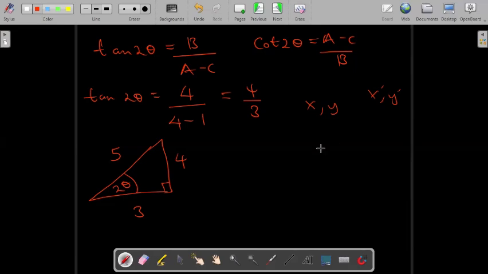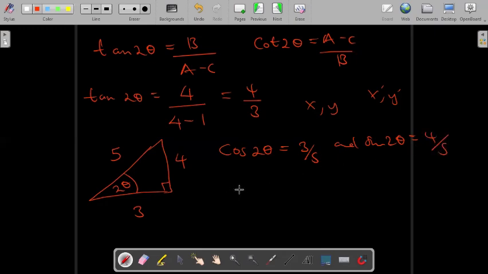So after we get this, it means I can get my cos 2 theta and also my sine 2 theta. I know cos is adjacent over hypotenuse. So cos of the angle, which is 2 theta, is adjacent over hypotenuse, which gives me 3 over 5. And my sine 2 theta is opposite over hypotenuse, and that gives me 4 over 5.